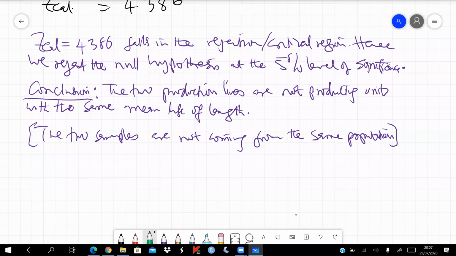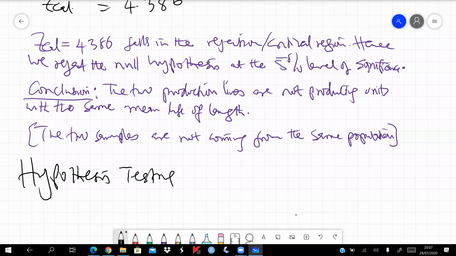I want us to move to proportions. So hypothesis testing. This is how.